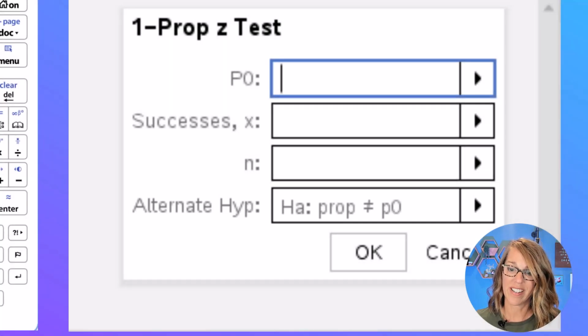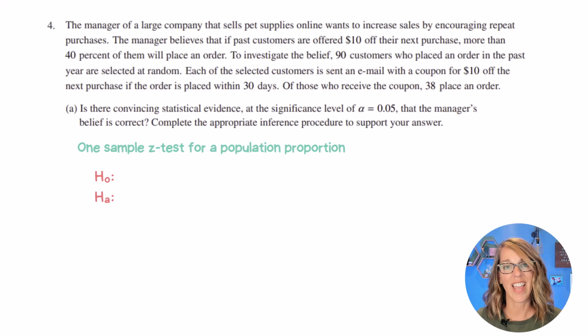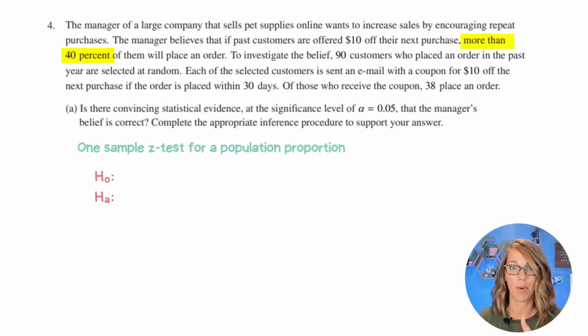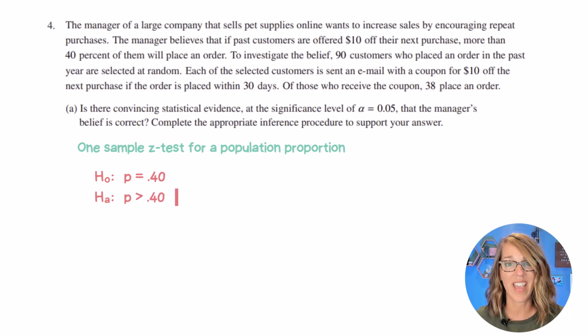So back to our question. Let's start by finding the null and alternative hypothesis. Now these are conjectures about the population, which would be all of the manager's customers. So back to that second sentence, the manager believes that if past customers, these would be all of the past customers, are offered $10 off their next purchase, more than 40%. So we're going to let the proportion P equals 40%, or 0.4, be that null hypothesis. But we're going to try and prove that it's more than 40% with our alternative hypothesis.